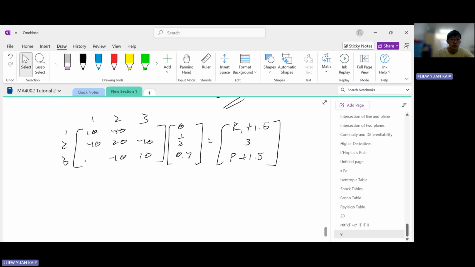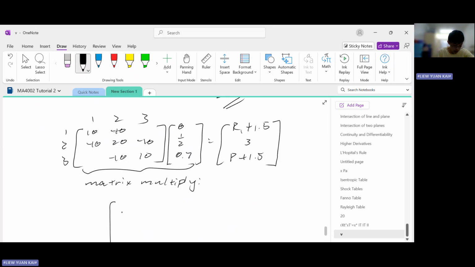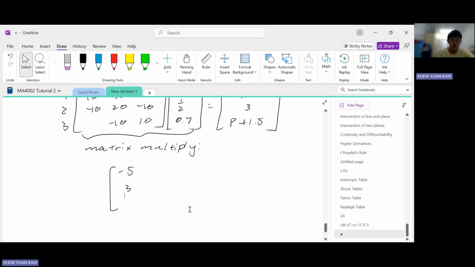All the entries in this matrix are known, so you just perform matrix multiplication. When you do this multiplication, what you'll get is minus 5, 3, 2, equals the right hand side. The right hand side, just copy it down.